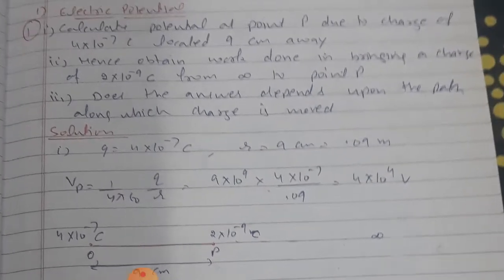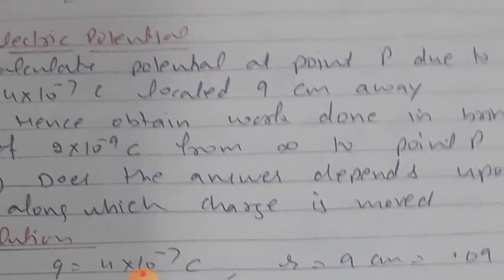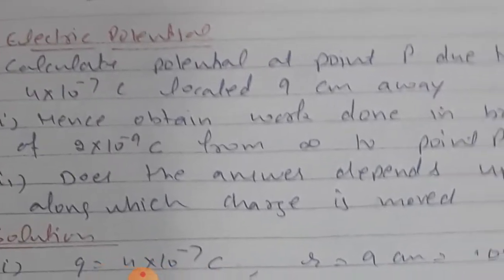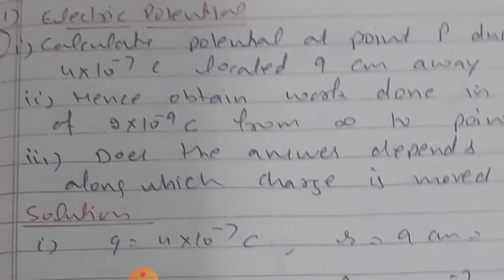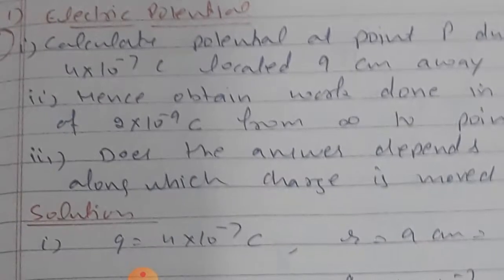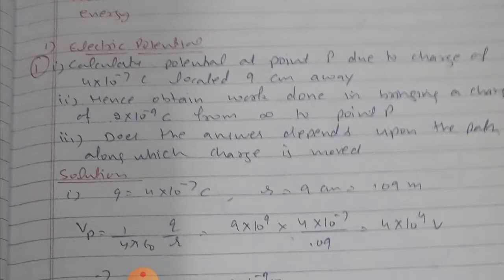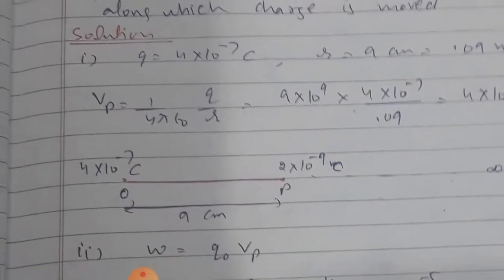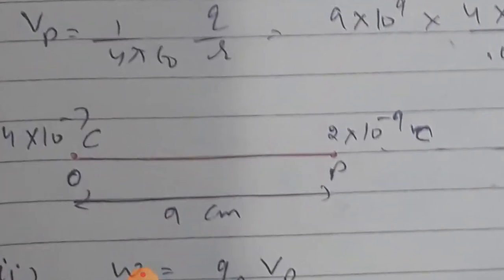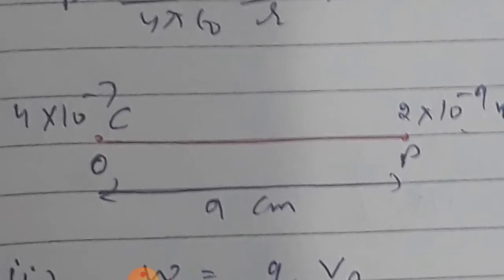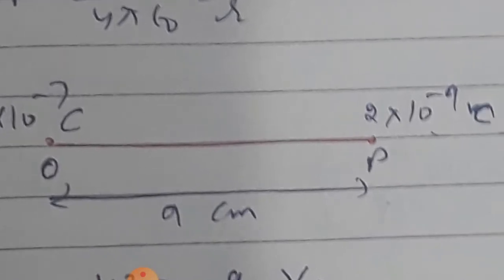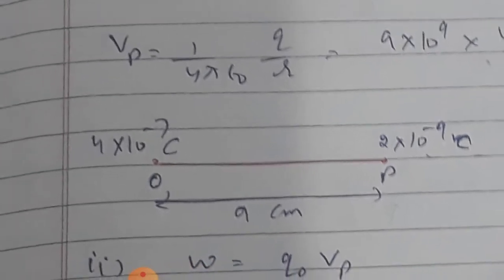Let us start with the first part, that is, calculate potential at a point P due to the charge 4 into 10 raised to power minus 7 coulomb located 9 centimeter away. See here in the diagram, we are having a point charge. Charge on it is 4 into 10 raised to power minus 7 coulomb. It is located at O, and at the point P, which is at a distance of 9 centimeter away from it, we have to find out the electric potential.